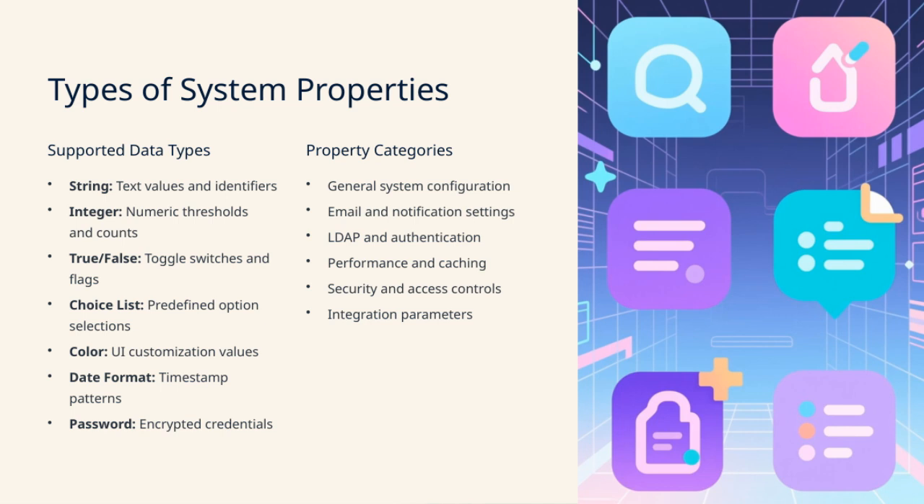Moving into property categories, we have several types of system properties to understand. For example, password settings store encrypted credentials for security, while date format options determine how timestamps are displayed across the platform. Color customization allows us to tailor the user interface to match branding or user preferences. Choice lists provide predefined options for selections, maintaining consistency and simplifying user input. True-false toggles and flags are used for binary settings, such as enabling or disabling features. Numeric thresholds, like integers, help set limits or counts, while string properties handle text values and identifiers.